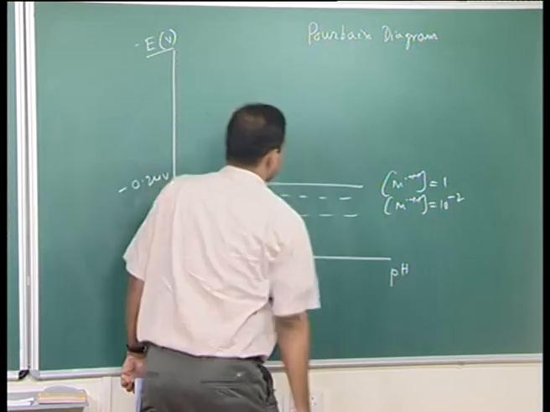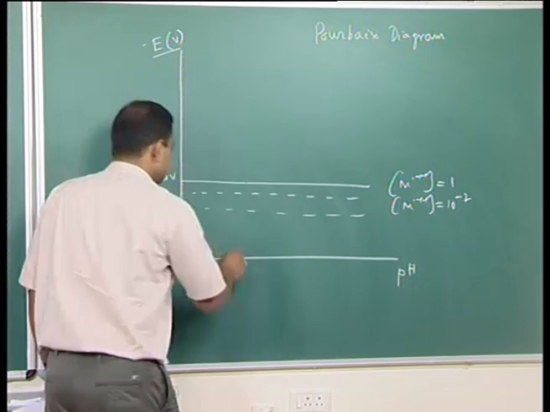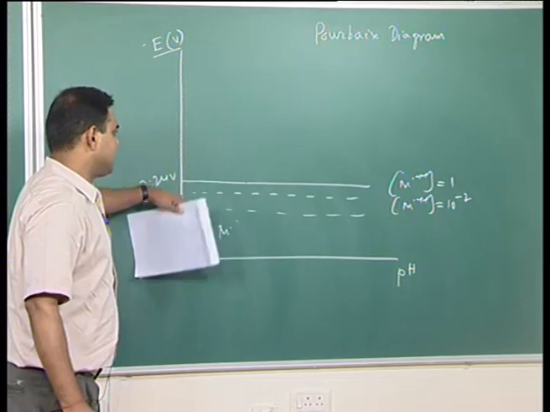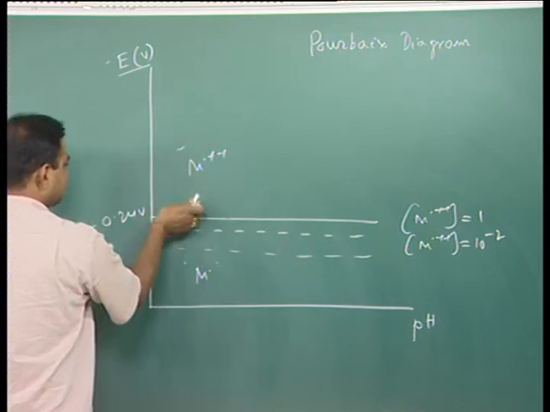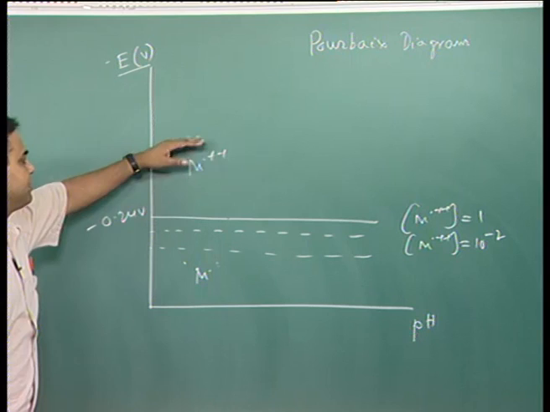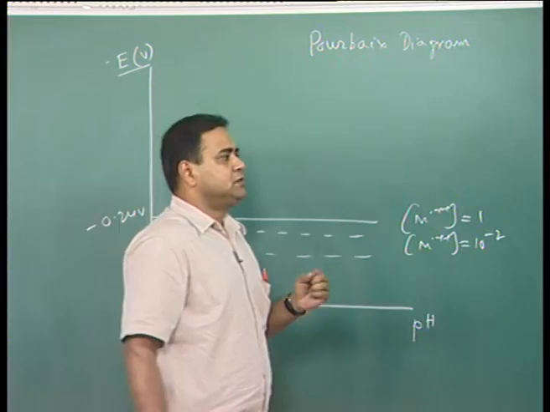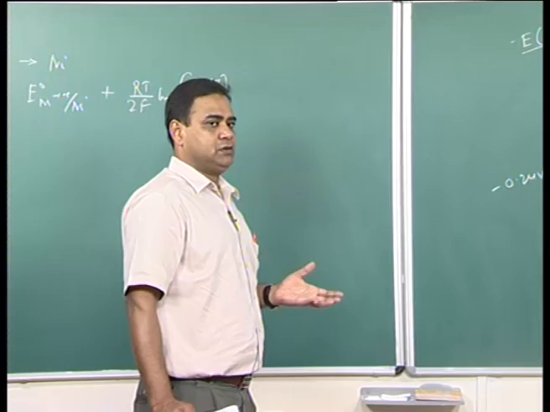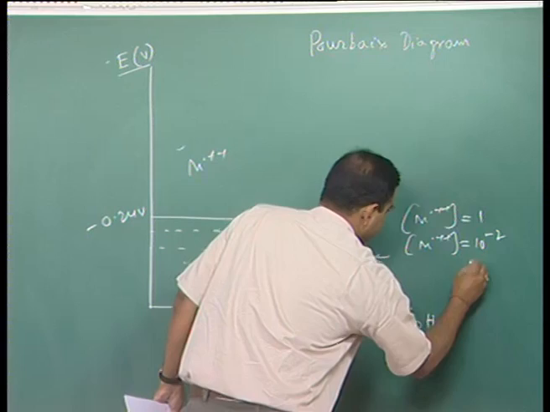Now, we have already seen the position of Ni and Ni++. We have seen that the position of Ni would be below this line, and the position of Ni++ would be above it. This is the position of Ni++ in this E versus pH diagram, and we have already seen why. For example, if we consider the concentration that we can measure in the solution, let us say that is 10 to the minus 6, let us say this curve corresponds to the 10 to the power minus 6 unit concentration.